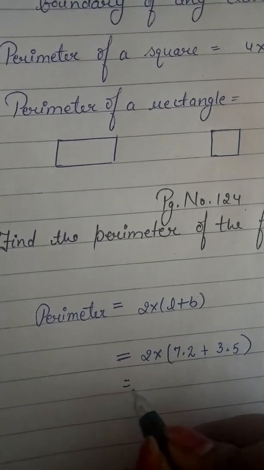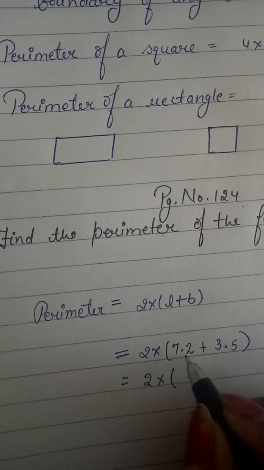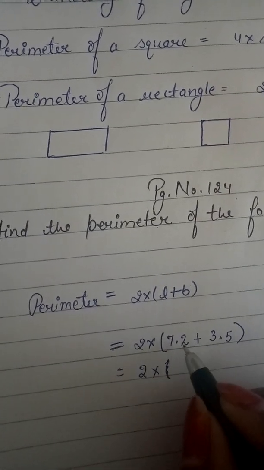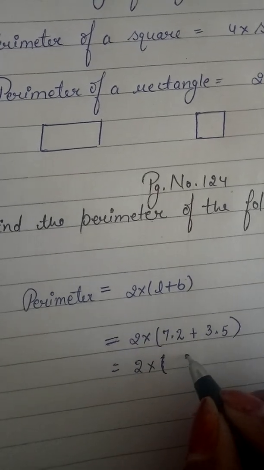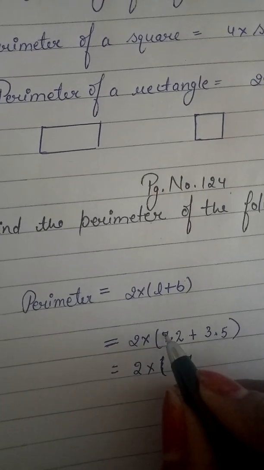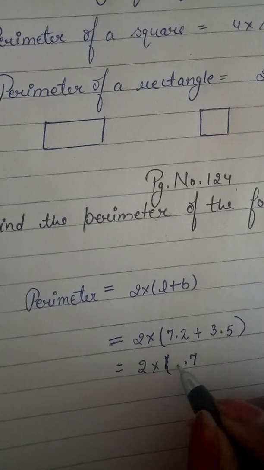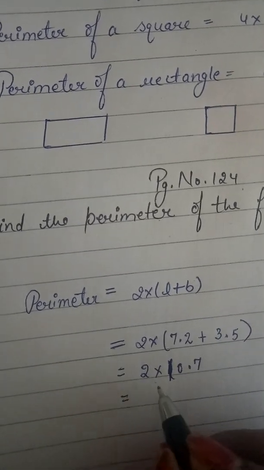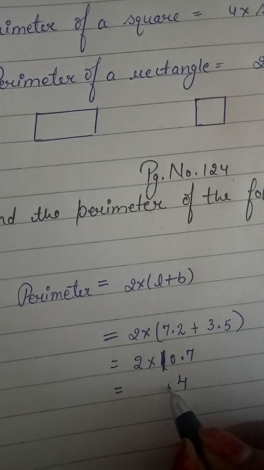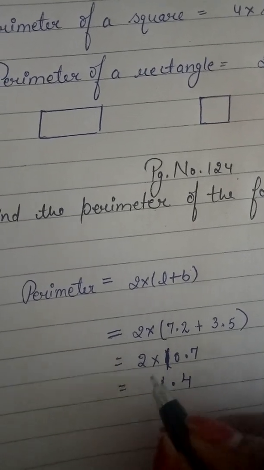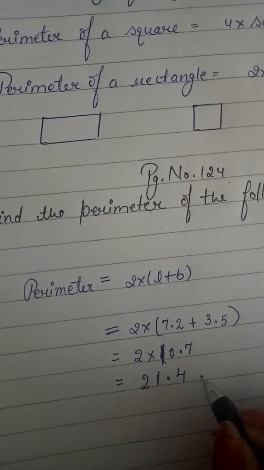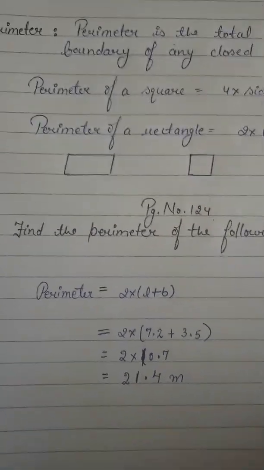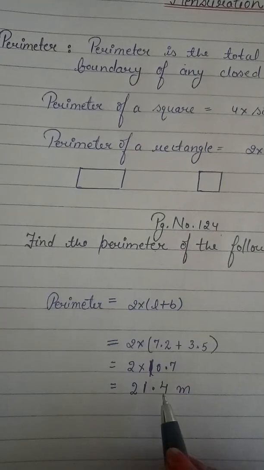Okay, so now we will add first 7.2 and 3.5. Here no need to put the bracket now. 2 plus 5 is 7. Then decimal point, 7 plus 3 is 10. So here we'll write 10.7. Now we have to multiply 10.7 by 2. So 7 2s are 14, 2 1s are 2. So 21.4 centimeter, no it's meter, 21.4 meter will be the perimeter.